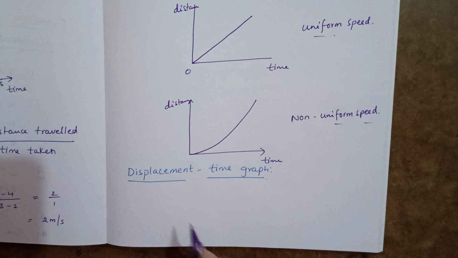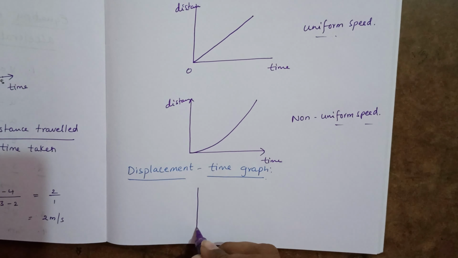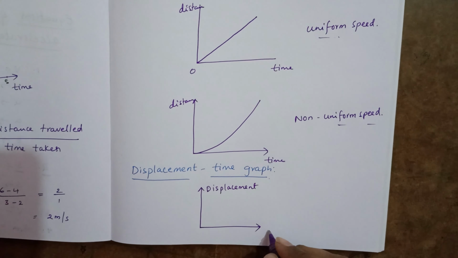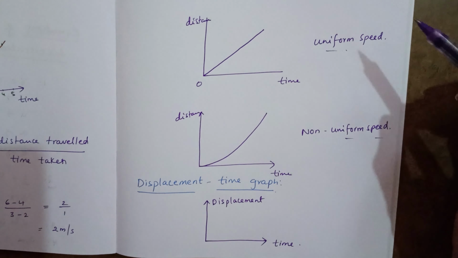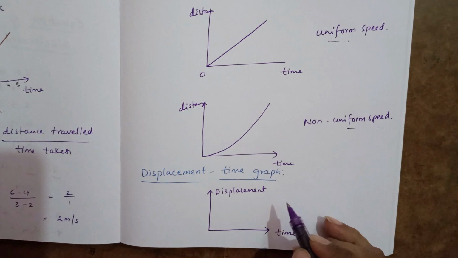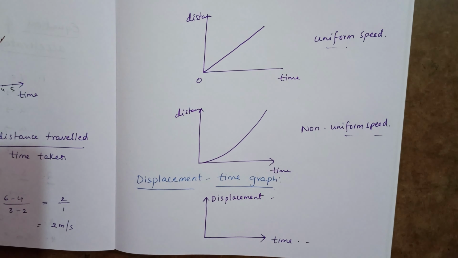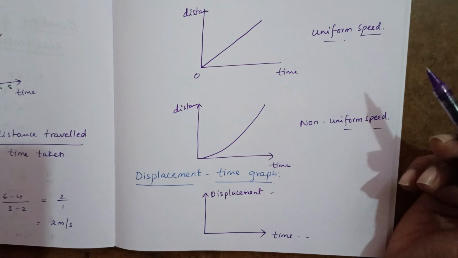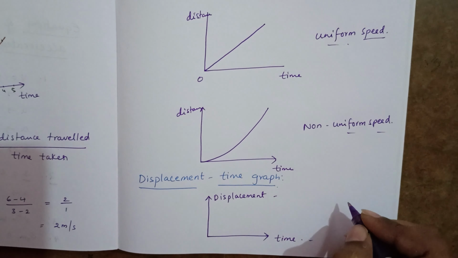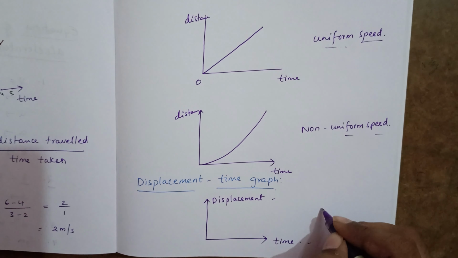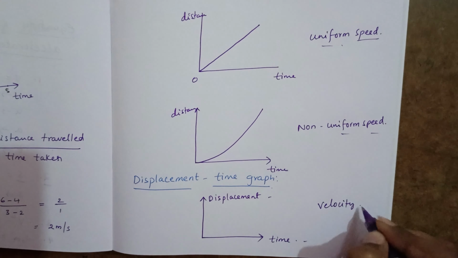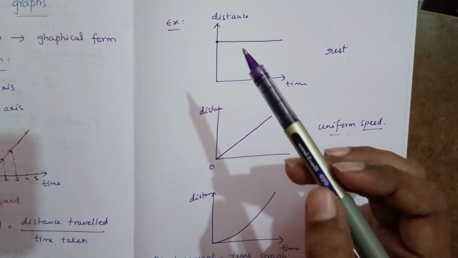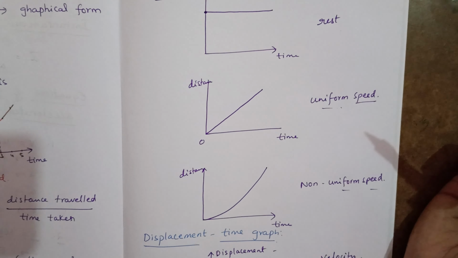Now in the displacement time graph, displacement is taken on the y-axis and time is taken on the x-axis. As we saw in the distance time graph, the displacement time graph is also the same. In the distance time graph, whatever we got was speed. Now in the displacement time graph, the slope gives us velocity. If the graph is a straight line parallel to the time axis, the displacement time graph indicates rest.